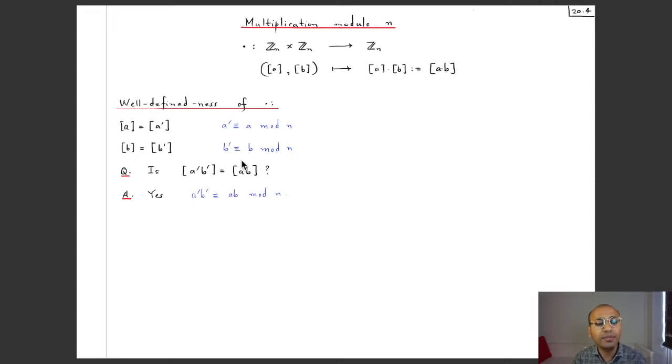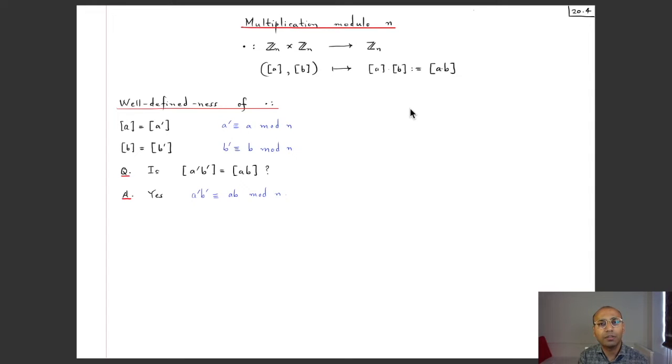And the answer is yes, because last time we had seen this lemma which said that if I multiply these two and if I multiply these two, then it turns out that the product of these two is congruent to the product of these two mod n. So because of that lemma, we do have that A prime B prime is congruent to AB mod n. So A prime B prime is related to AB under this equivalence relation of congruency modulo n, and so the equivalence classes are the same. So multiplication modulo n is well defined.